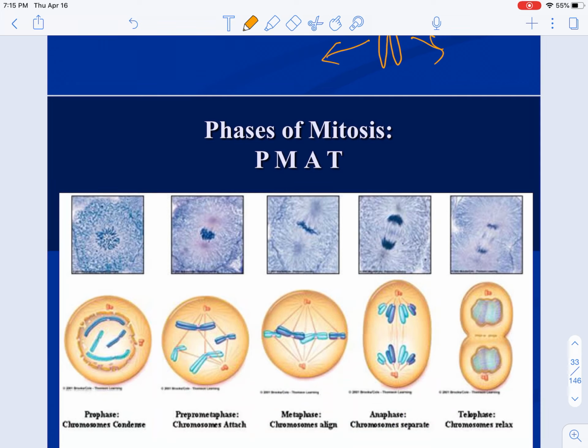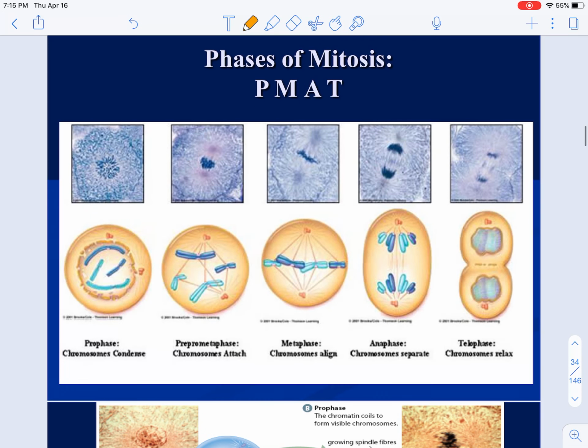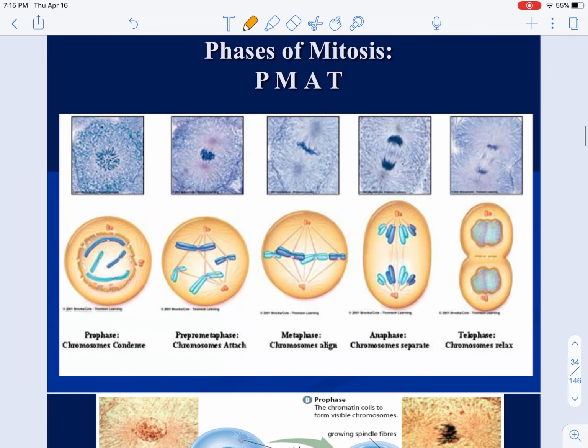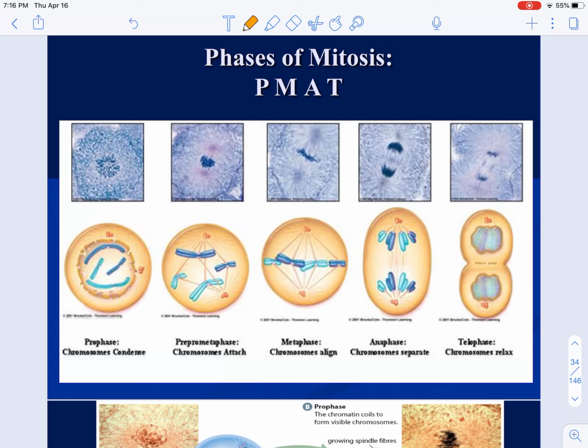So what we're looking at is the four phases of mitosis called the PMAT stages, and those four are prophase, metaphase, anaphase, and telophase. And that's what we're going to focus on in this lesson: what the main important events are in each of those stages.